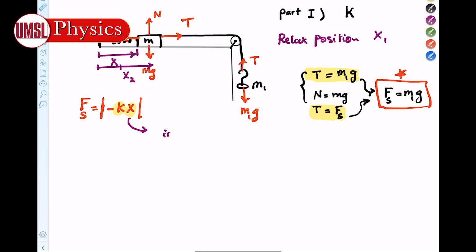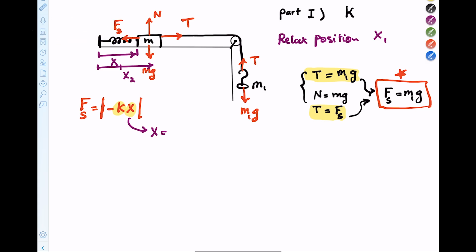This one is the displacement, so this x is simply x2 minus x1. This is the amount of a stretch or compression on the spring. Okay, so again, just to review, I have a hanging mass with force m1g.